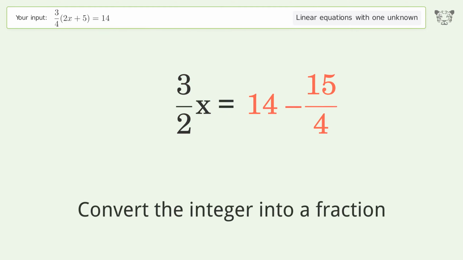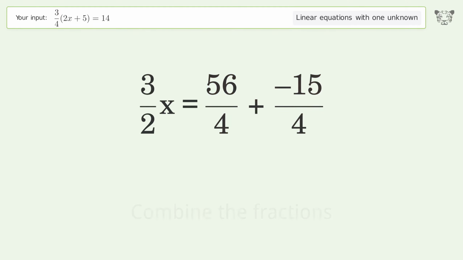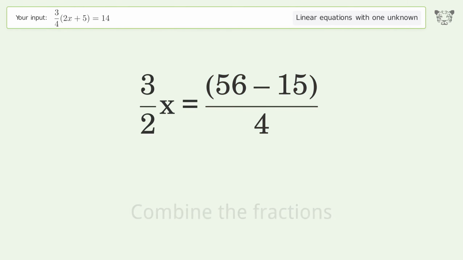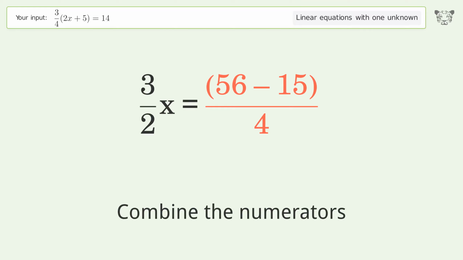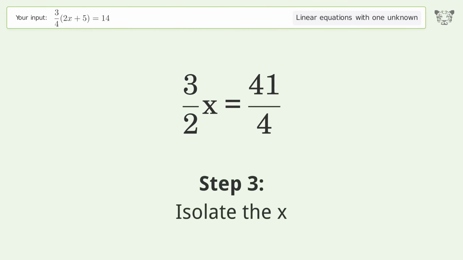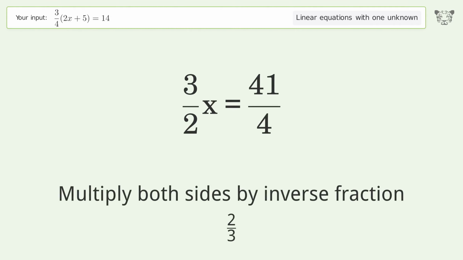Convert the integer into a fraction. Combine the fractions. Combine the numerators. Isolate the x. Multiply both sides by the inverse fraction 2/3.